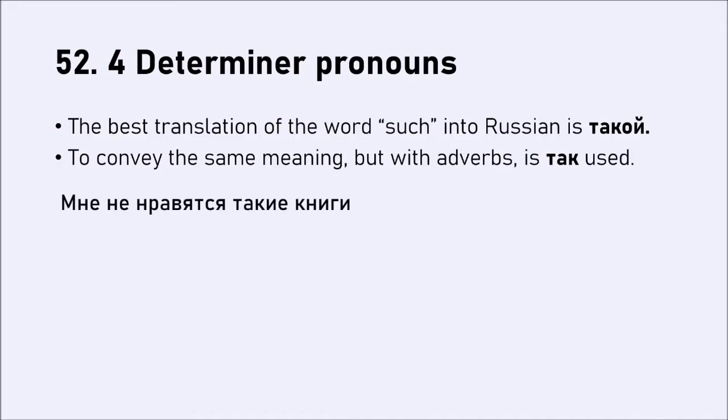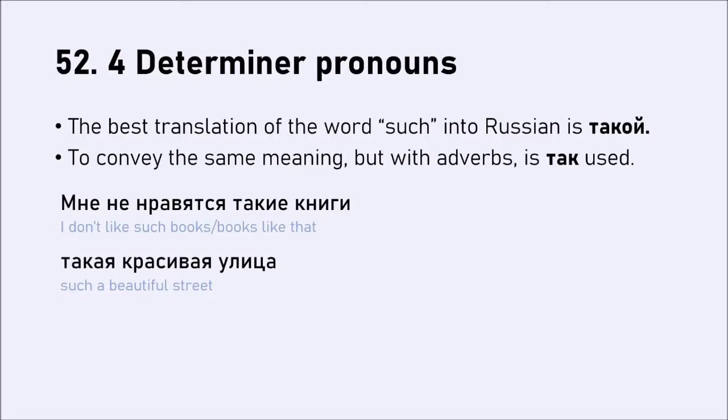Мне не нравятся такие книги. I don't like books like that. Or in other words, I don't like such books. Okay? Такие. In this case, we're treating it as an adjective. Same idea here. Такая красивая улица. Such a beautiful street. The meaning of such in this case is different, but it's still the same word. So in Russian we can say that. We also use такая. We've seen this phrase in lesson 47.